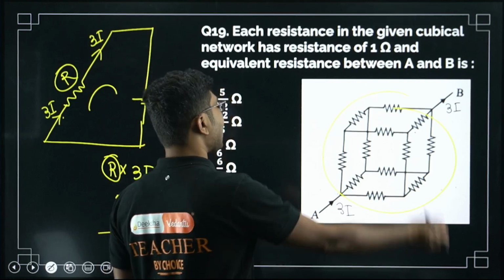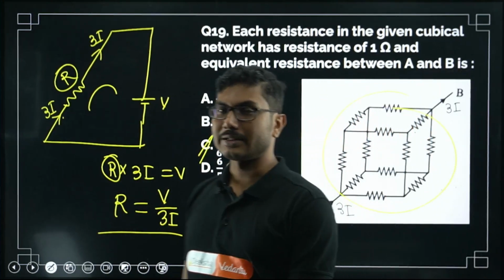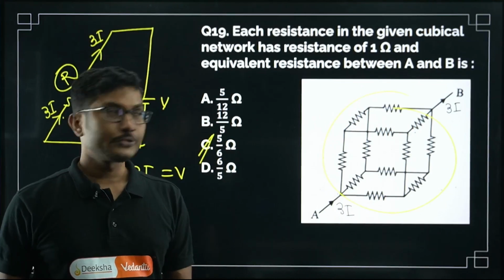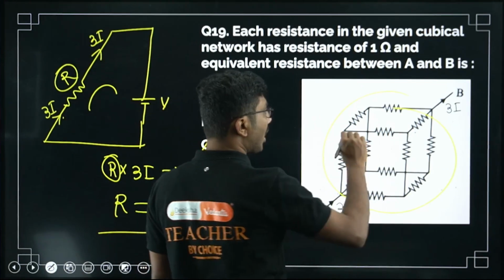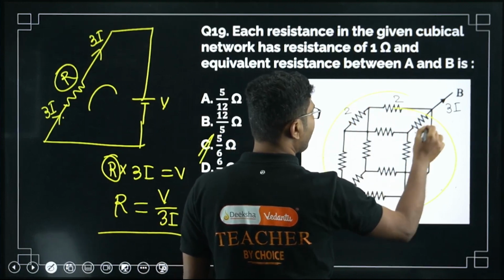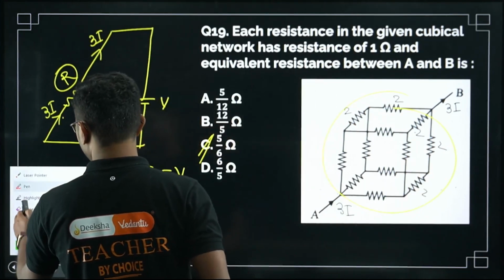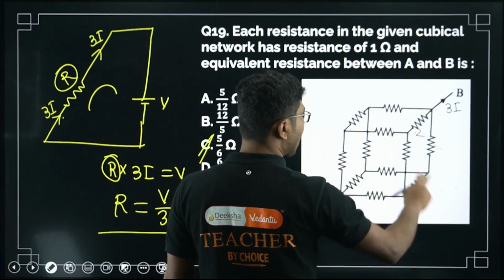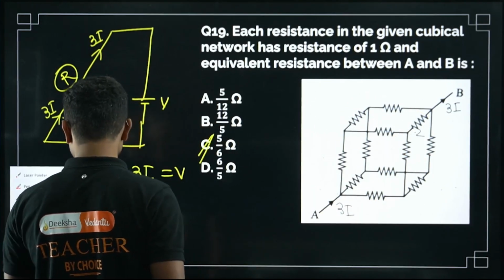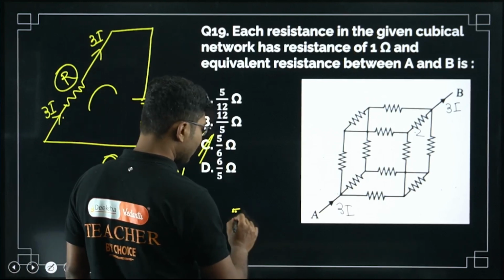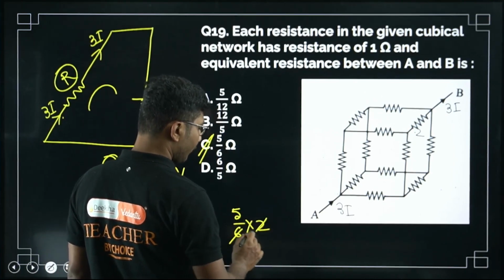Now remember that no matter what type of circuit is given to you, the answer will be 5 by 6 ohms. Suppose the same problem is given, but instead of 1 ohm they give you 2 ohm for all the resistances. Then how do you solve this question? It is a similar question. You know that the factor is 5 by 6. So in that case you have to do 5 by 6 times 2 ohm. So it will be 5 by 3 ohm.